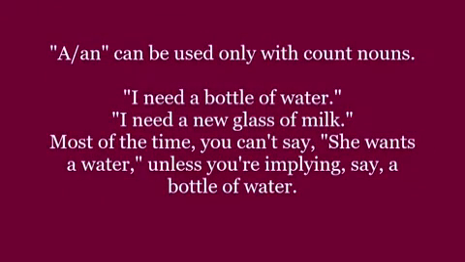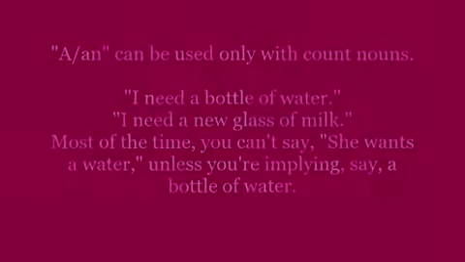A or an can be used only with count nouns. For example, in this sentence we can see, I need a bottle of water. I need a new glass of milk. Most of the time you can't say she wants a water unless you are implying, say, a bottle of water.